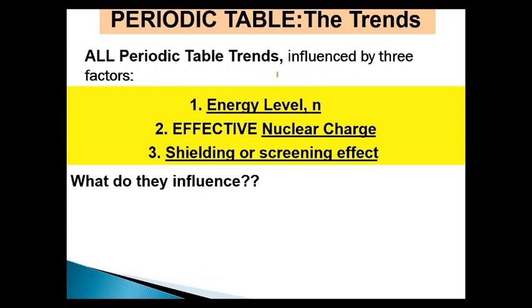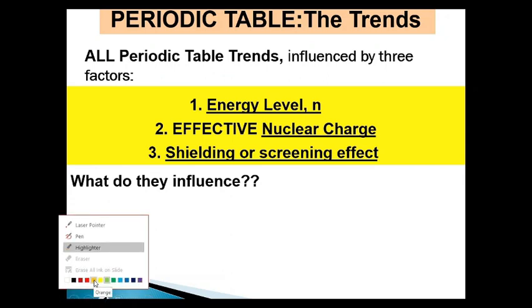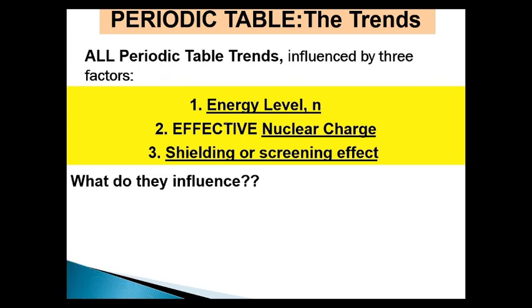In the periodic table, there are three factors that should be considered, which are energy level and the second factor would be the effective nuclear charge. So the symbol is ZEF, we call it ZEF. The last factor would be shielding or screening effect. You can write either shielding or screening effect in examination.